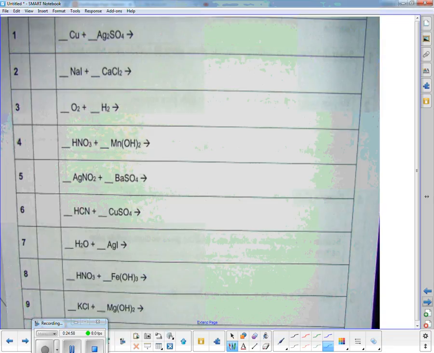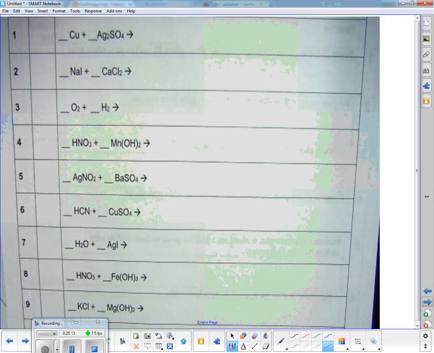How many of you are familiar with FOIL in math? Okay, we do something similar in chemistry, but instead we drop the F and the L and just go OI. Outsides and insides. Okay, so we'll get to that. Most of that happens when we're doing double displacement. So this first one is not a double displacement.